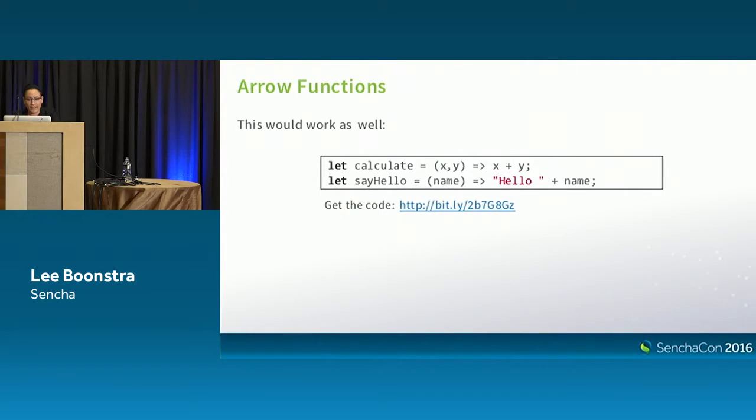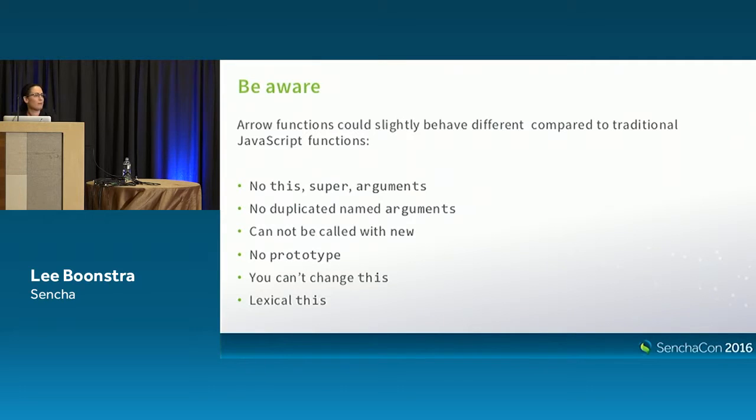Now this is something that you need to be careful of, because you cannot rewrite every function to an arrow function. Arrow functions are totally different than normal JavaScript functions. For example, there is no this, there is no super, and there are no arguments. So you can also not use duplicate arguments when you pass things in. You cannot create instances with new from an arrow function. There is no prototype. You cannot change the this. There is actually a lexical this.